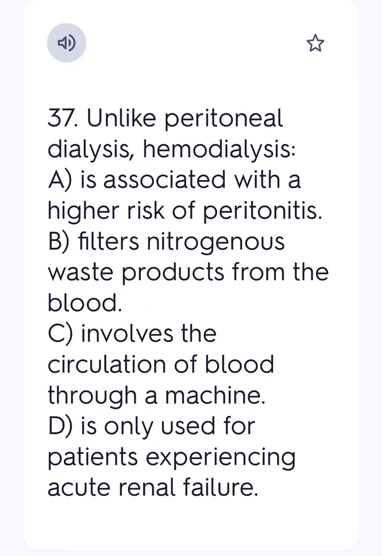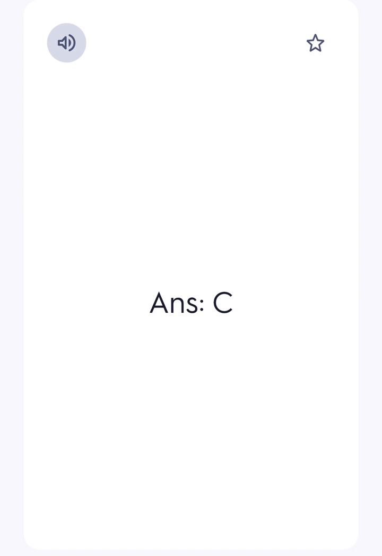37. Unlike peritoneal dialysis, hemodialysis, A. is associated with a higher risk of peritonitis, B. filters nitrogenous waste products from the blood, C. involves the circulation of blood through a machine, D. is only used for patients experiencing acute renal failure. Ans, C.